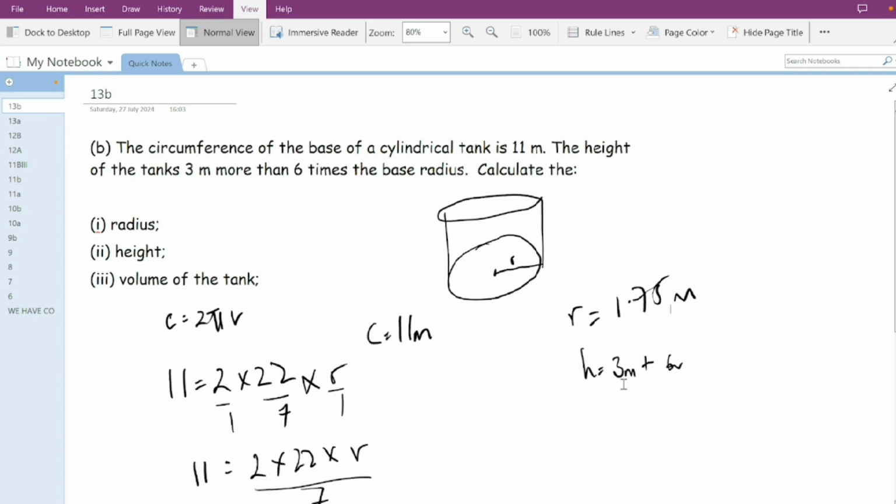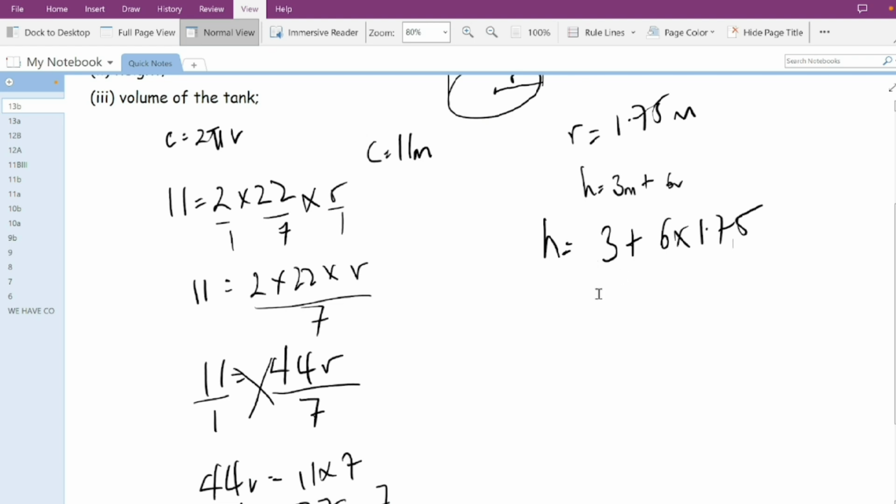For the second part of the question, since we have our radius to be 1.75 meters, we can find the height based on the second line, where the height of the tank is 3 meters more than 6 times the base radius. So we first do 6 times the base radius, and since it's 3 more, we add 3 to it. So we have h equals 3 plus, since it's in meters, 6 times 1.75. In this case, we have to be careful, because we have a BODMAS situation here where you have to multiply before you add. If you add 3 plus 6 and multiply by 1.75, you get a different answer. If you're not very careful, you might make a mistake here.